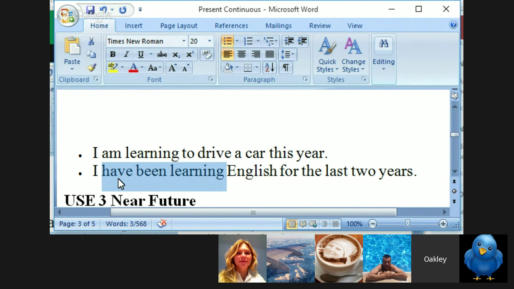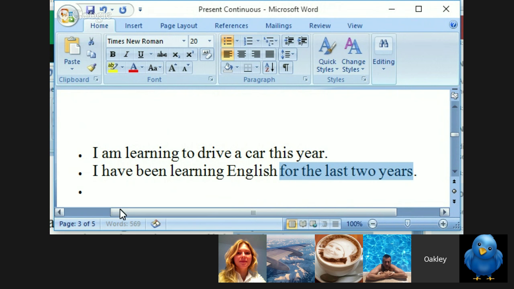Okay, let me try another one. Sure. Your sentence is correct, by the way. It's completely correct with the use of this phrase, for the last 2 years. Perfect sentence. I have another one. Yeah, go ahead.